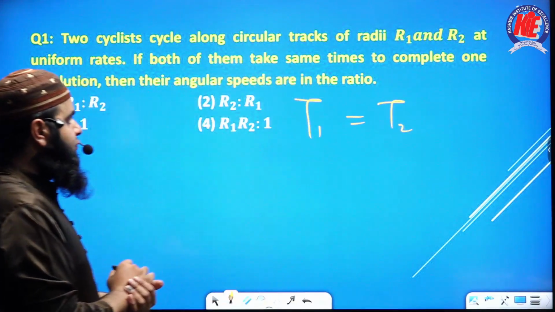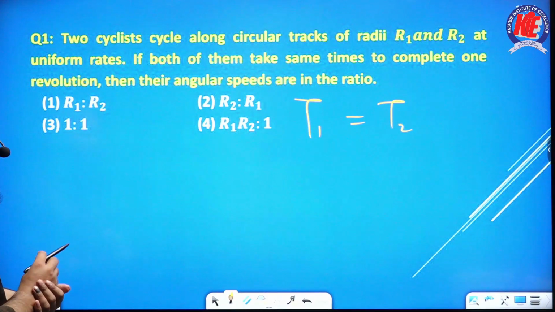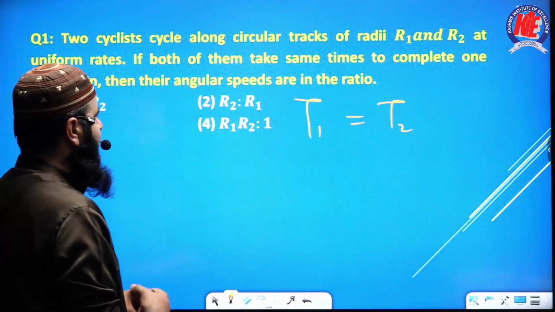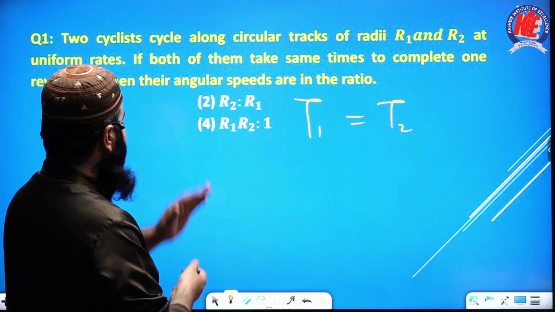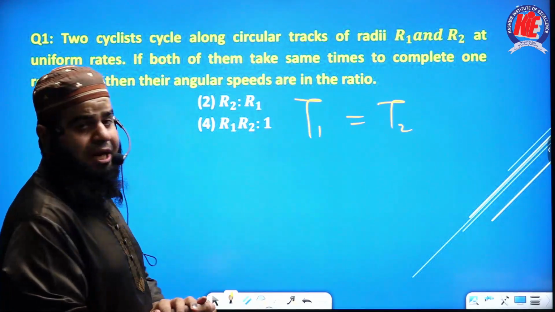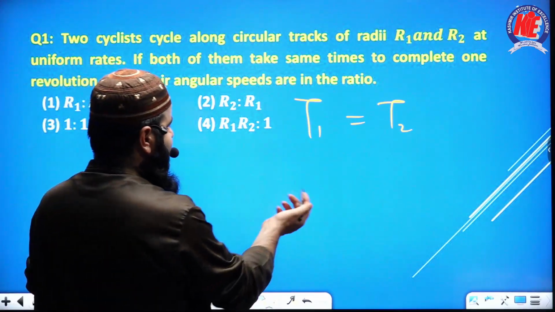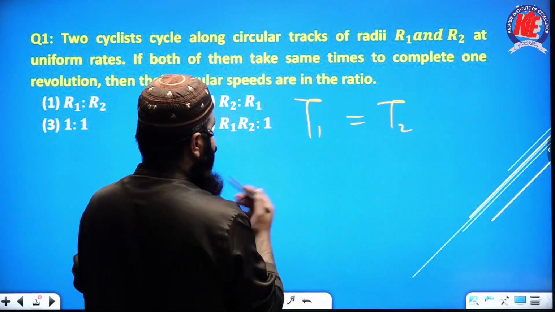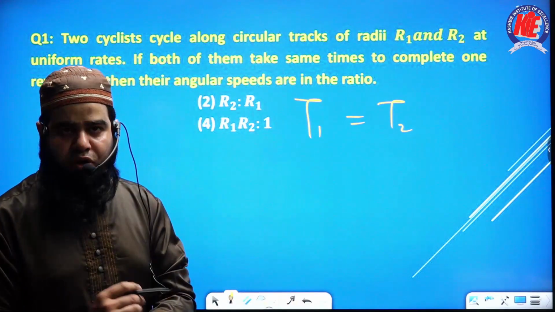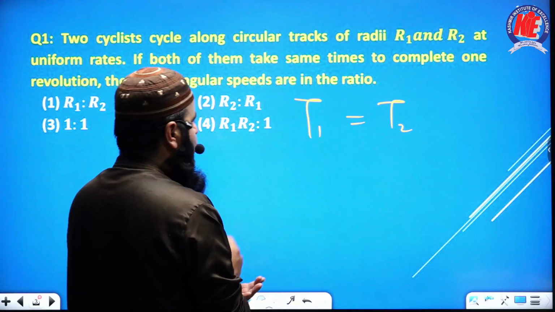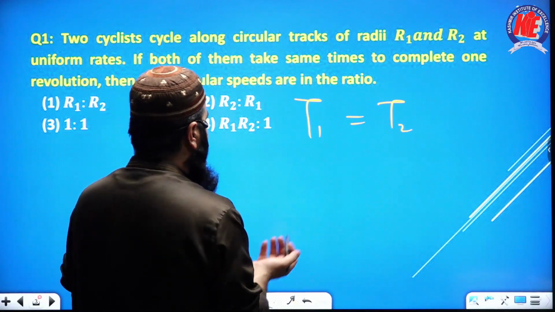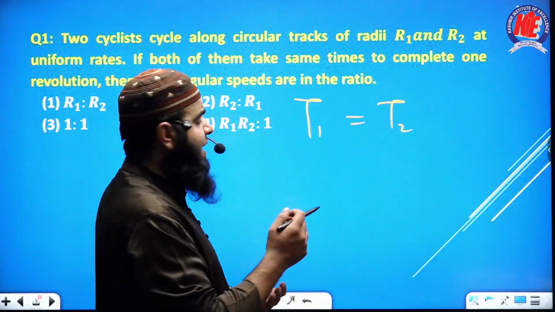The time of their revolution, that is, the time taken to complete one revolution, is the same for both. What is the requirement? The requirement is the ratio of their angular speeds. If we talk about the period of revolution, it can be expressed as 2 pi r upon V, or you can express the period of revolution in terms of angular displacement and angular velocity.